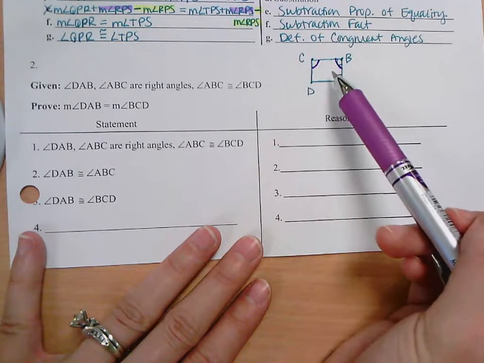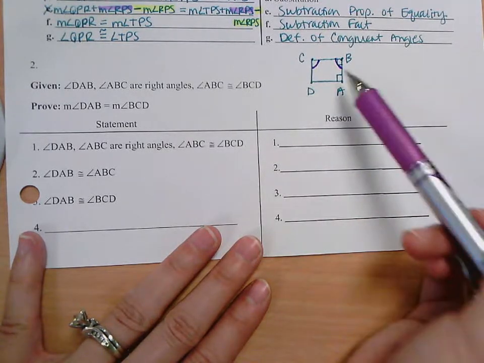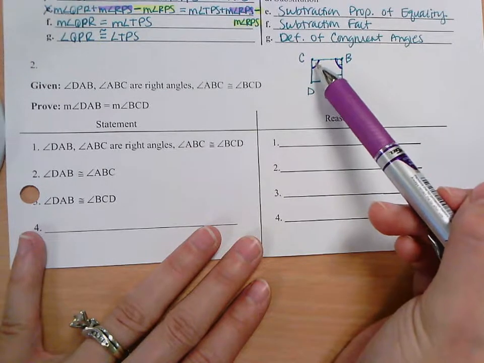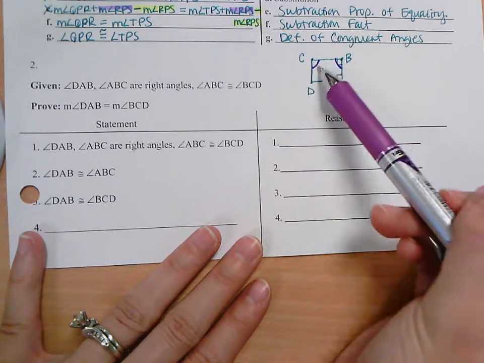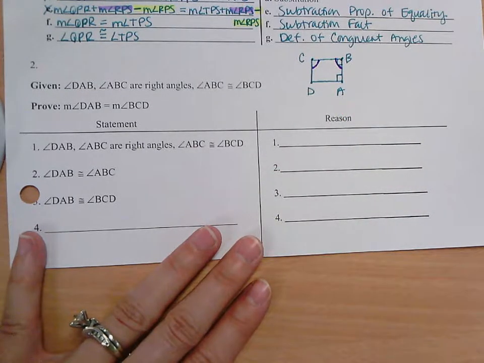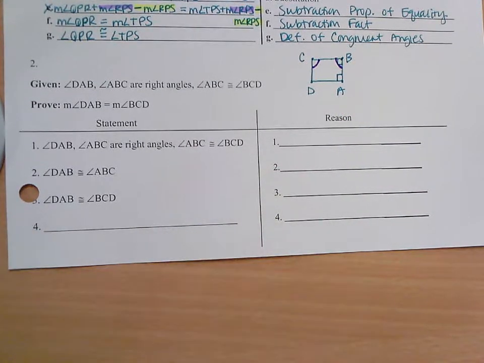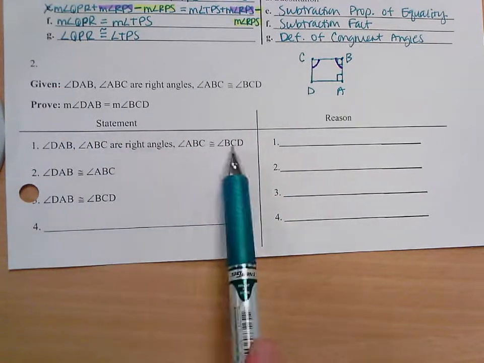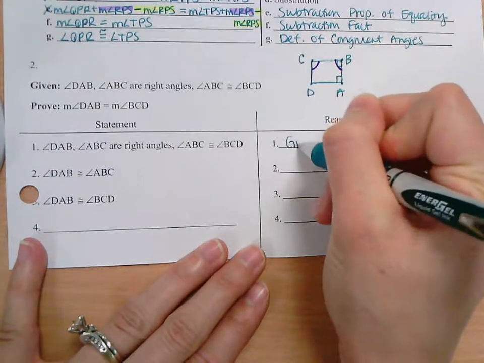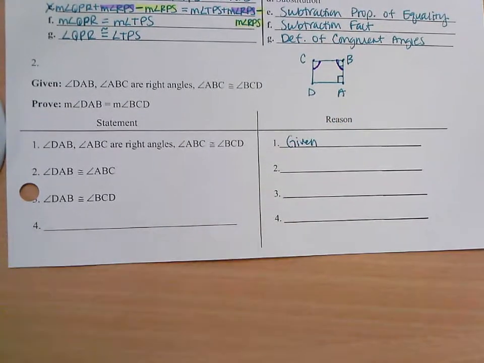So I'm trying to prove these 2 angles have the same measure, is what I'm trying to prove. Okay, so by the picture, hopefully it should make sense. If these are congruent, this angle should also be a right angle, and then if they're both right angles, they should have the same measure. So hopefully that should make sense. Here's how we prove that. So line 1 just states what we are given. So our reason is that's what we are given.